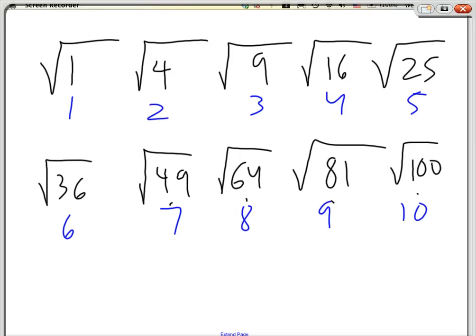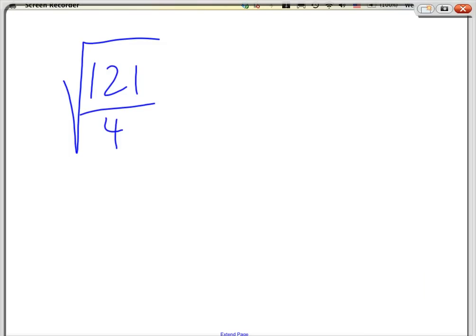So now that you've seen the pattern, I want you to look at this next set of numbers. What if I want to take the square root of a fraction? Notice, when you look at this fraction, what's the first thing you recognize? 49 is a perfect square number. What about 121? Is that a perfect square number? Yeah.